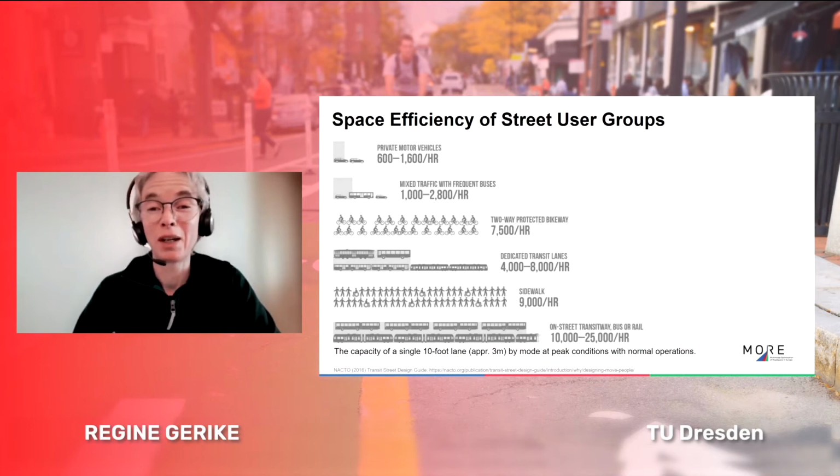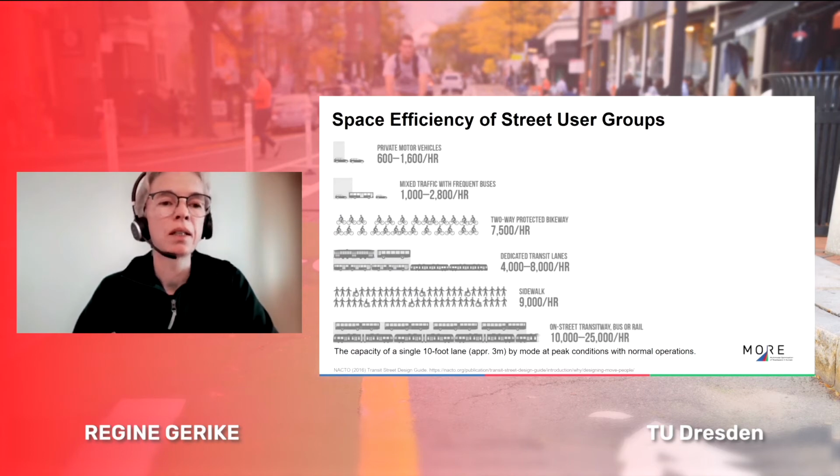So when you think 1 hour has 3,600 seconds, so every second, there comes a car, then you would have a capacity of 1,800 vehicles, cars per hour. This is the first line here.